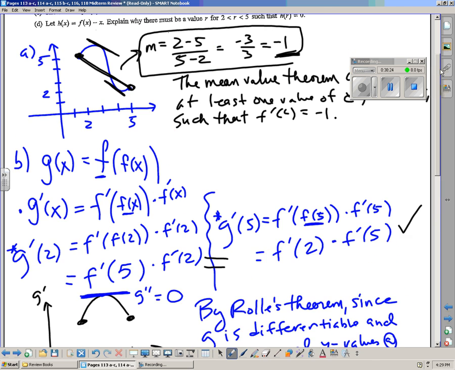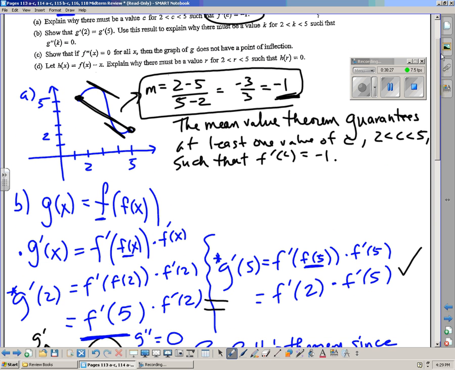One more and then we're done with this video. Part D says let h of x equal f of x minus x. And it says explain why there must be a value r between 2 and 5 such that h of r is equal to 0. Notice, no derivative here. No derivative is a clue for the intermediate value theorem. So let's take a look.